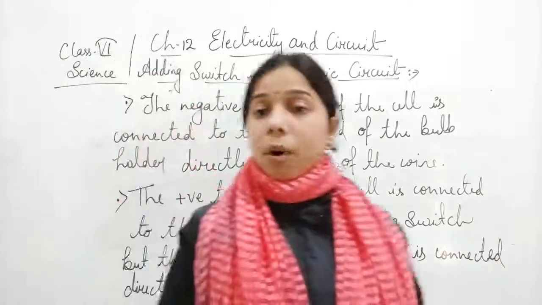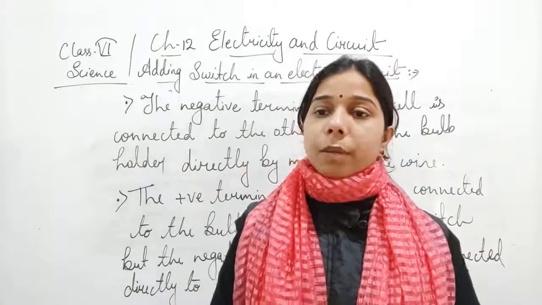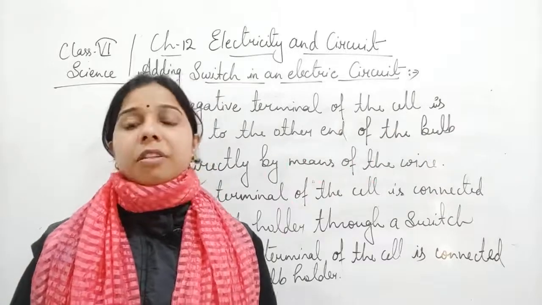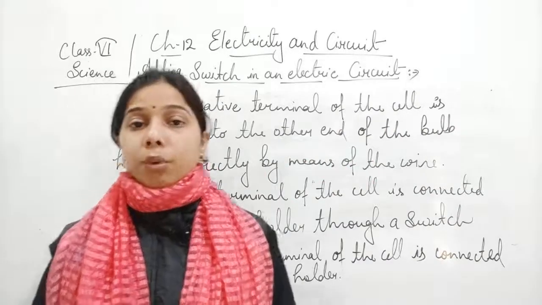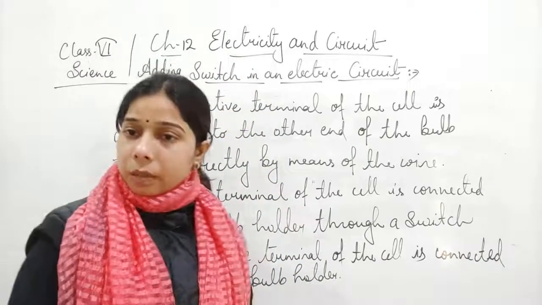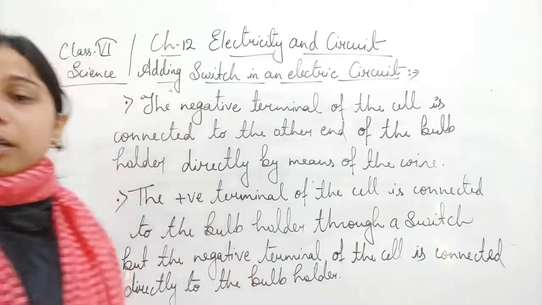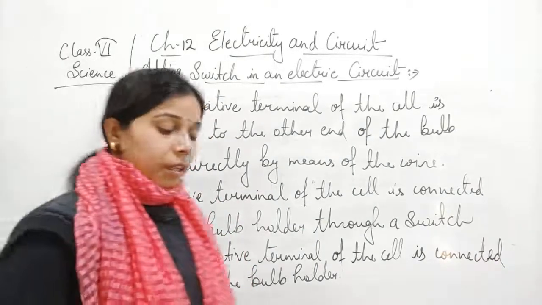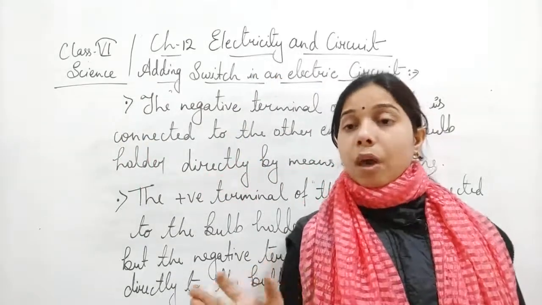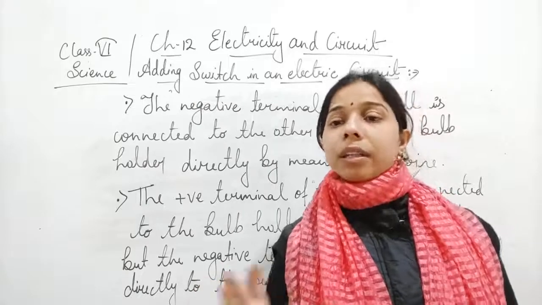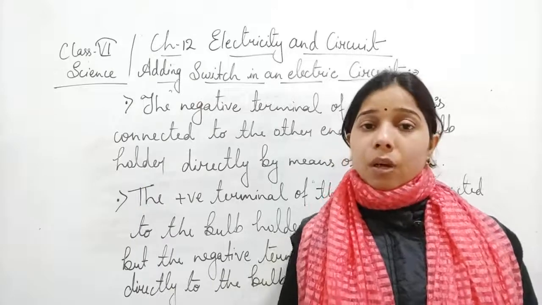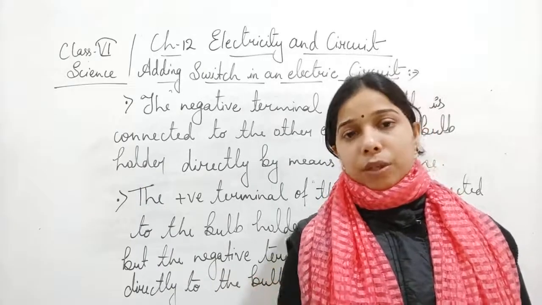You see students, the positive terminal is connected to the bulb holder through a switch, but the negative terminal of the cell is connected to the bulb holder directly. Okay, moving on and see what happens in a circuit if we are using the switch and it is in an off position, or it is not touching the connecting wire, then what kind of circuit will it form.